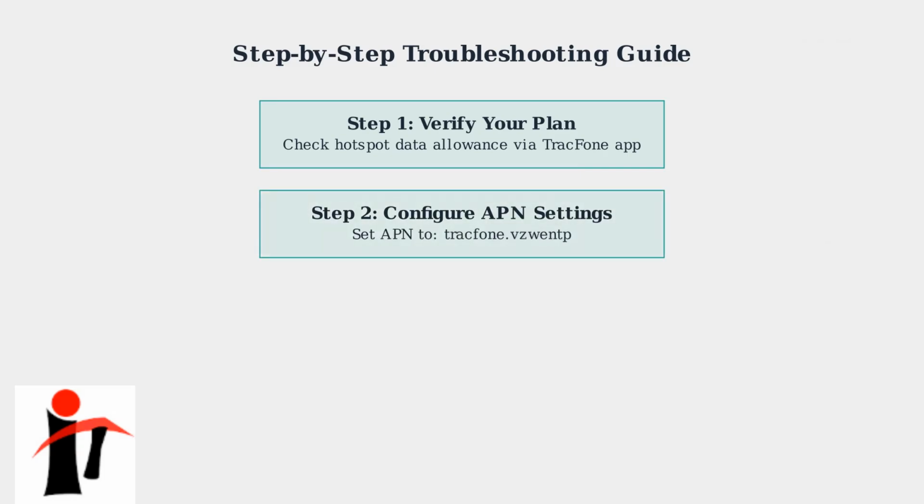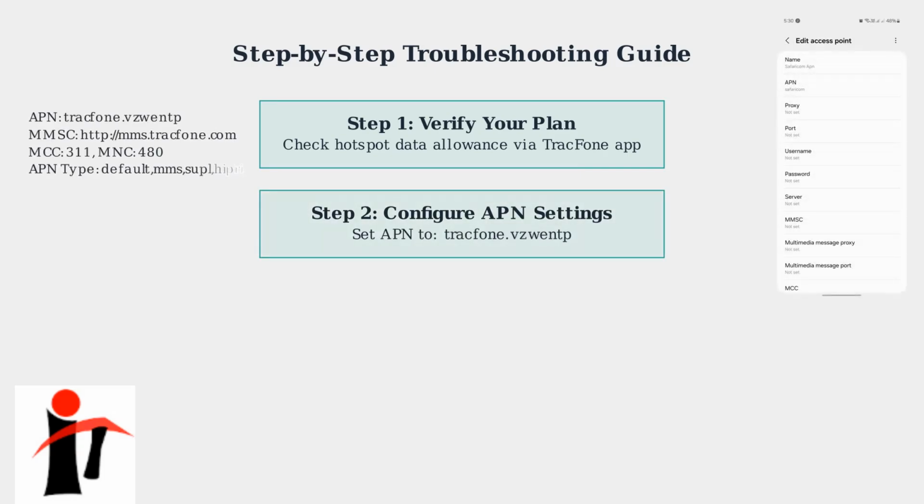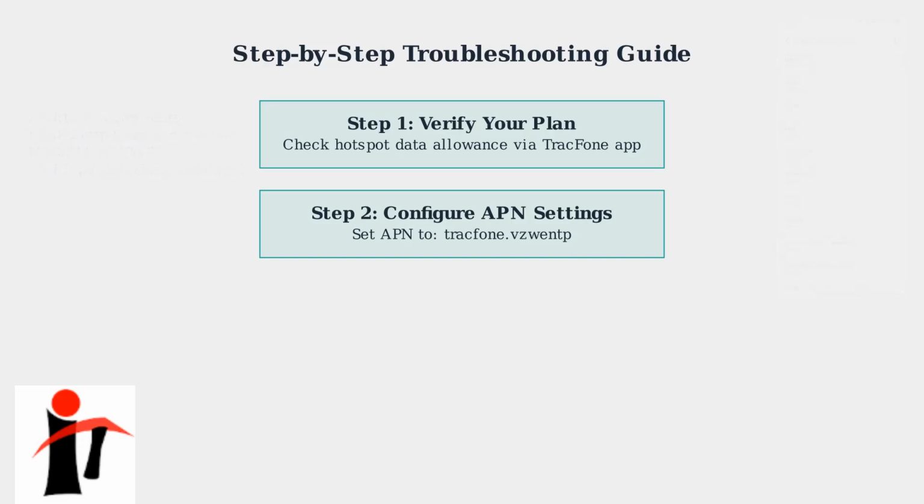Next, configure your APN settings manually. Go to your phone's mobile network settings and create a new APN with these specific values. APN should be TracFone.vzwentp, MMSC should be http://mms.tracfone.com, MCC is 311, MNC is 480.